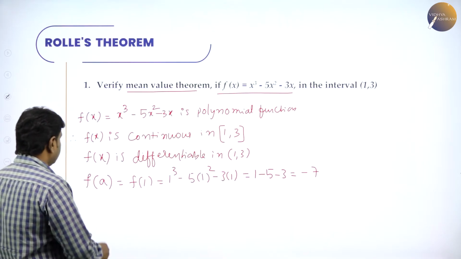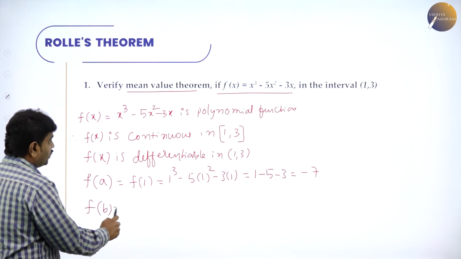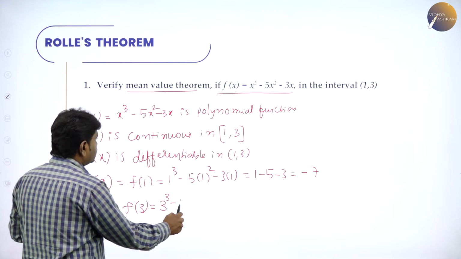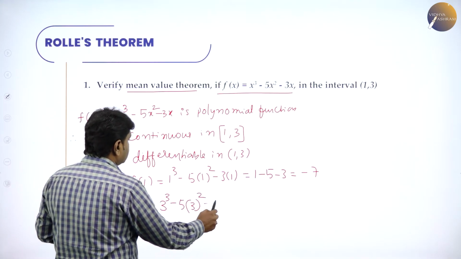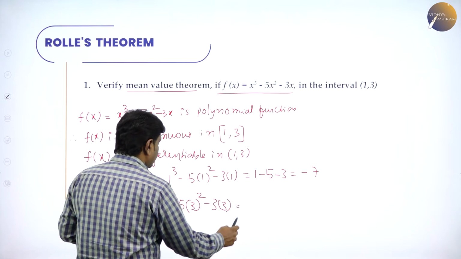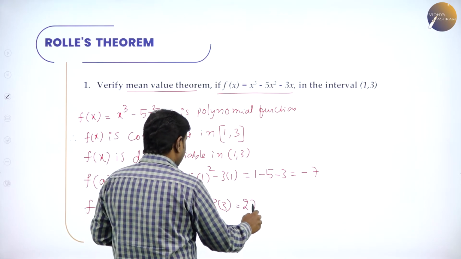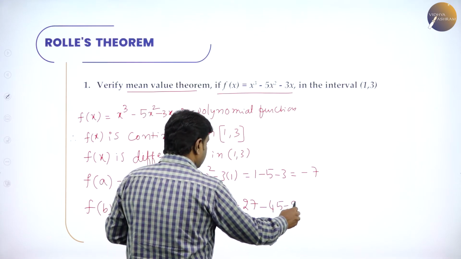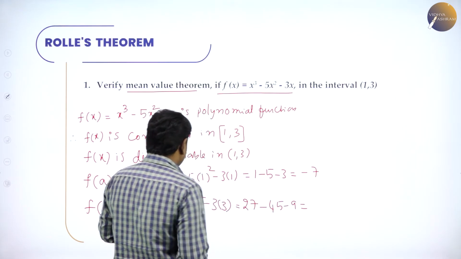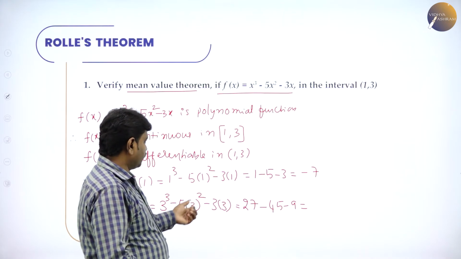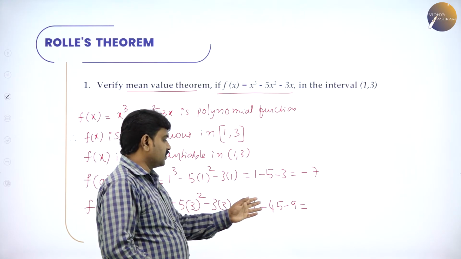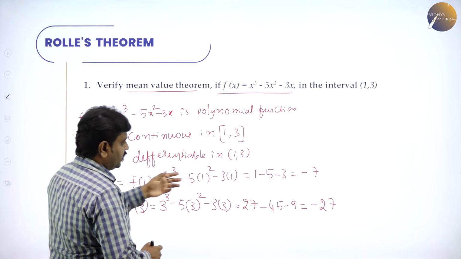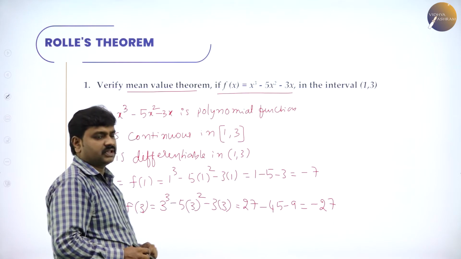And further find f of b. F of b means upper limit. What is upper limit? F of 3. Find f of 3, that will be 3 cube minus 5 into 3 square minus 3 into 3. 3 cube is 27, 3 square is 9, 9 5s are 45, minus 9. So 27 minus 9 gives you 18, 18 minus 45. Now we got the value, minus 27.